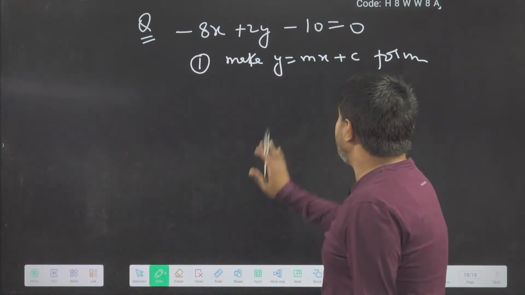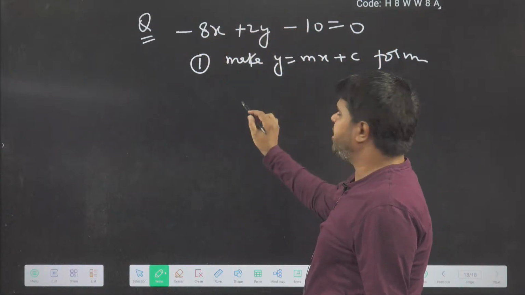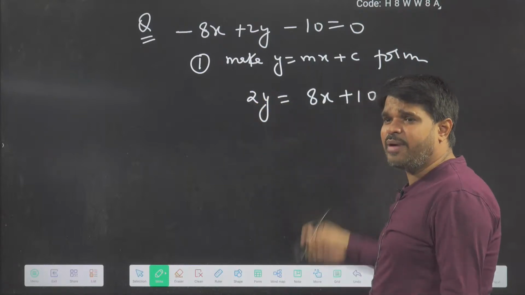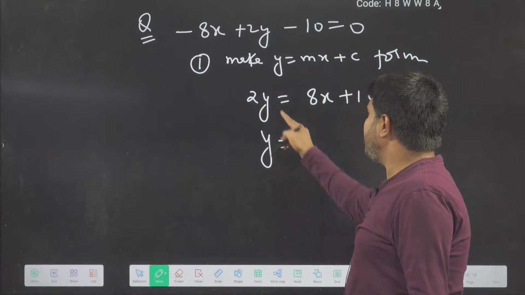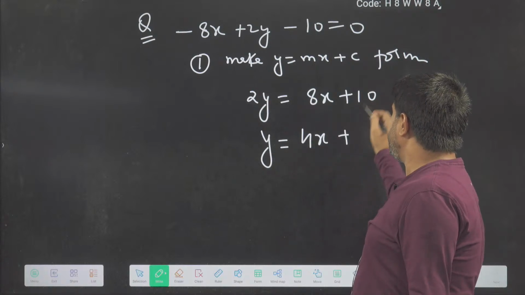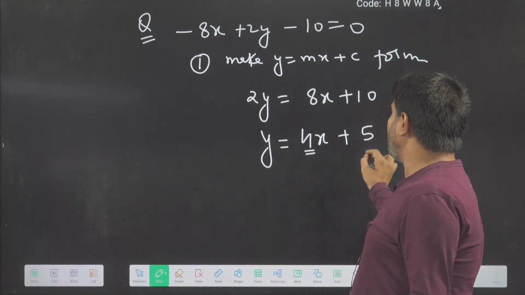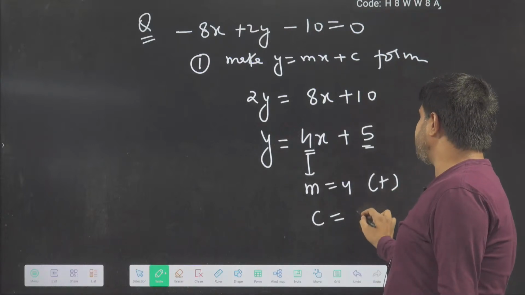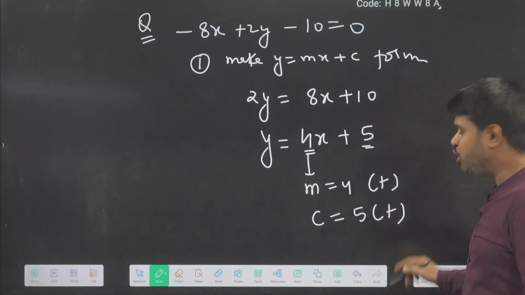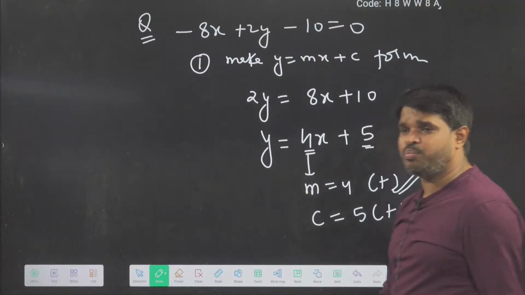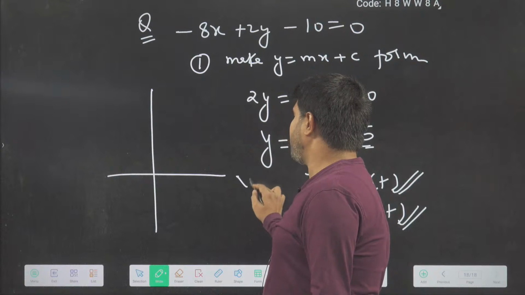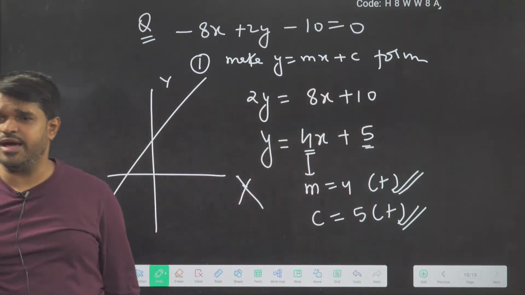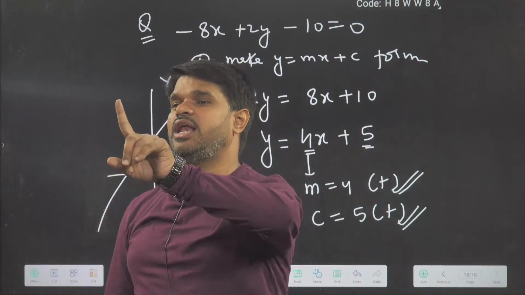Okay, let's do it. Let's send the two negative terms to the right. So 2y equals 8x plus 10. Divide by 2. Time is less, so I am doing it faster. 8 by 2 is 4, 10 by 2 is 5. So I got y equals 4x plus 5. What is m? 4, positive. What is c? 5, also positive. Slope positive, c also positive. So let me draw like this, X, Y, like this. Is it clear?